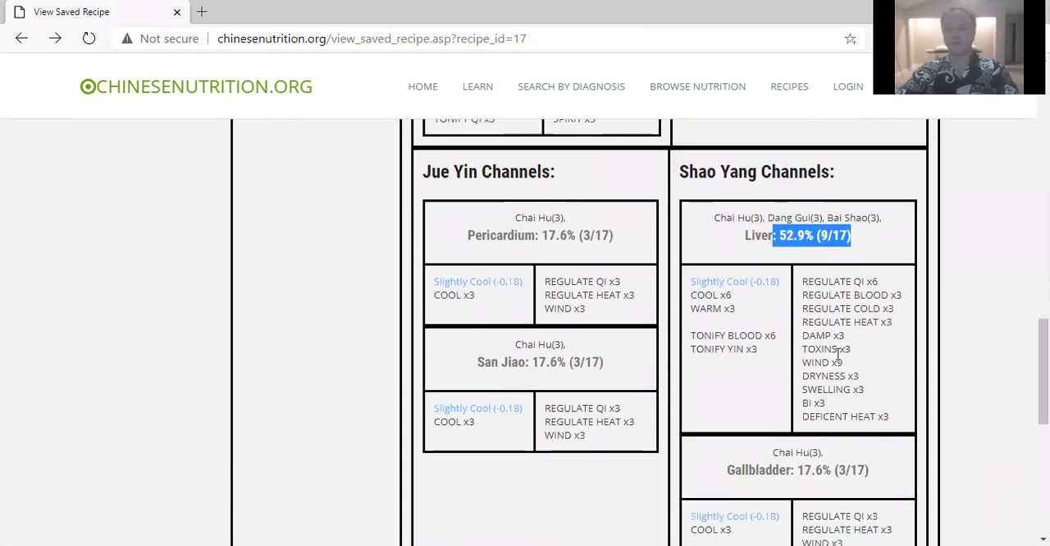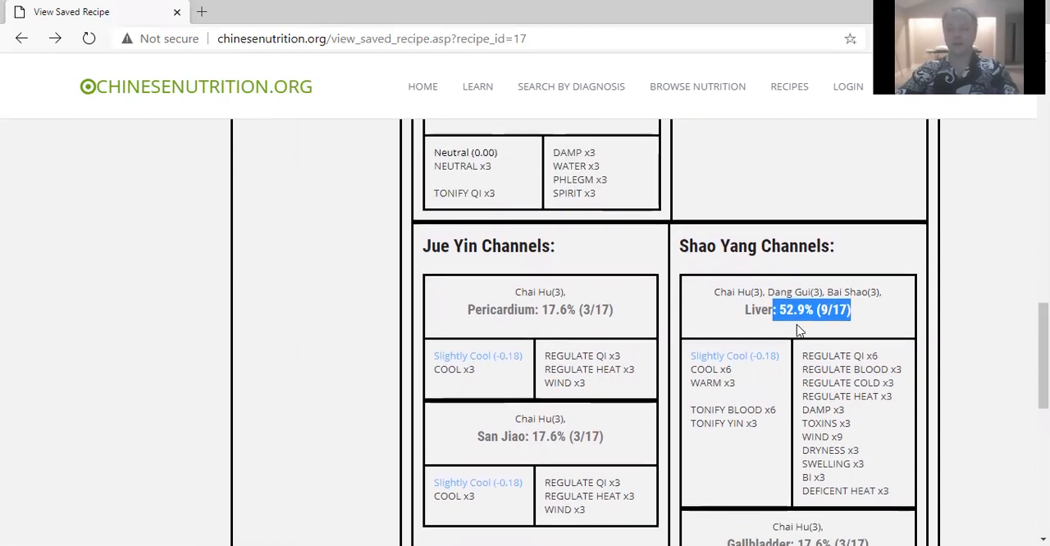This formula is often used by students who are overstudying, sitting still for long periods of time. It helps to improve their mood, get their digestion going, add in a little exercise and you're feeling a lot better.